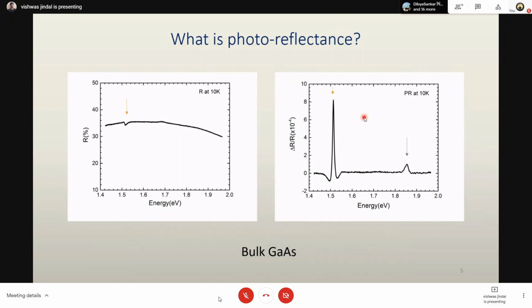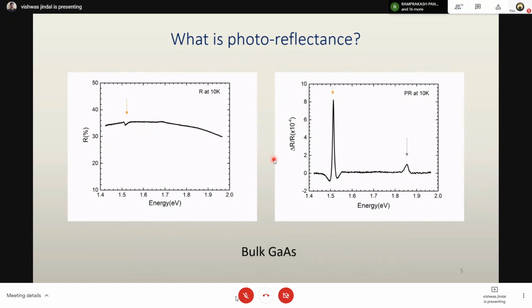So you get this kind of feature corresponding to this, and then here you cannot make out if there is any feature, but in PR you can actually see something. That is the advantage of using photoreflectance, that you might see some new features which are absent in the reflected spectrum. So it gives you more information about the sample. That is why we use photoreflectance.